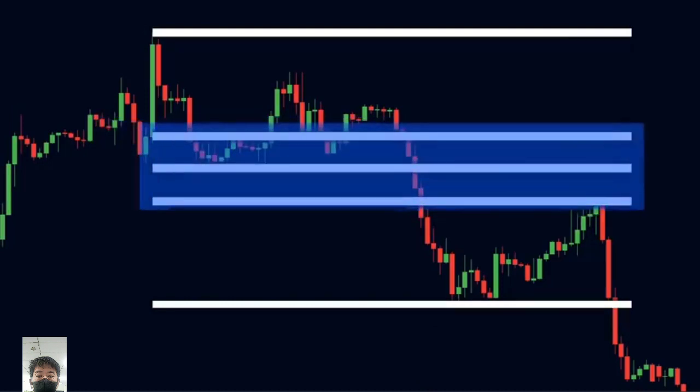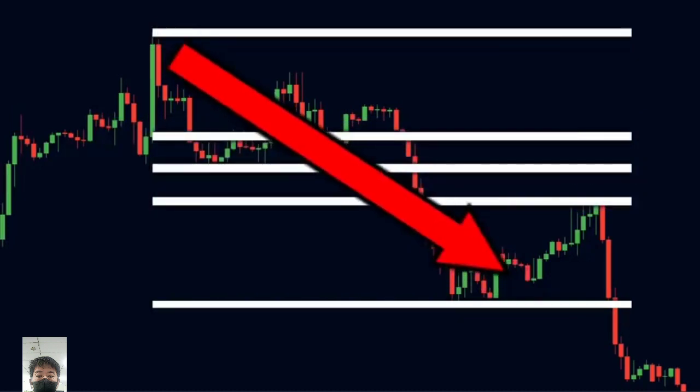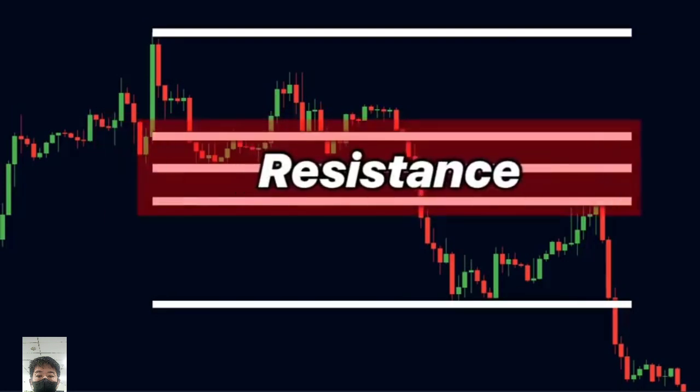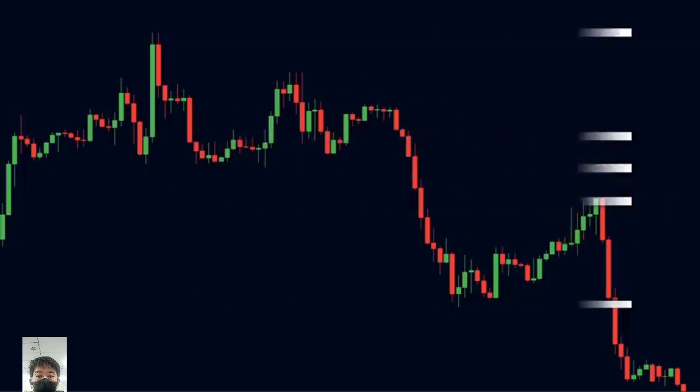The three lines that we get are the Fibonacci retracement levels. Now, because the price is in a downtrend, we expect the Fibonacci levels to act as a point of resistance. And as you can see, the price found resistance at the 38.2 level and immediately reversed downwards.